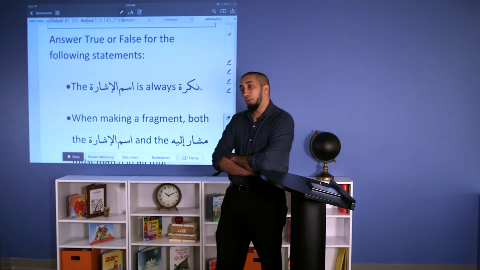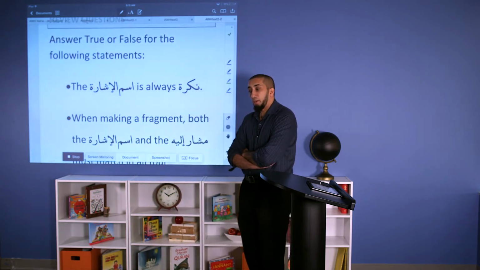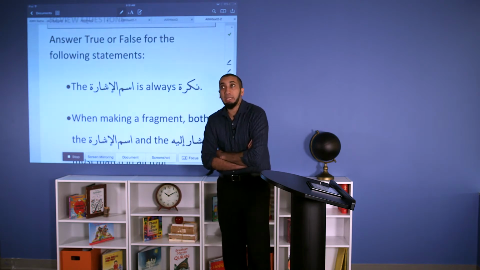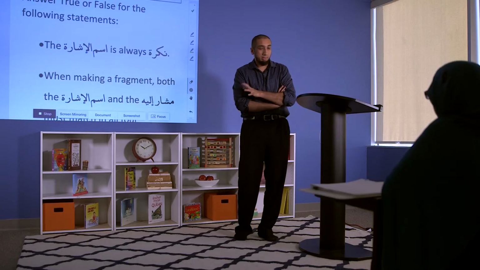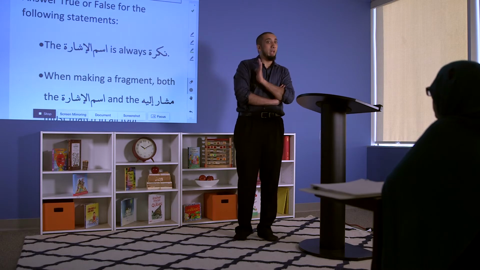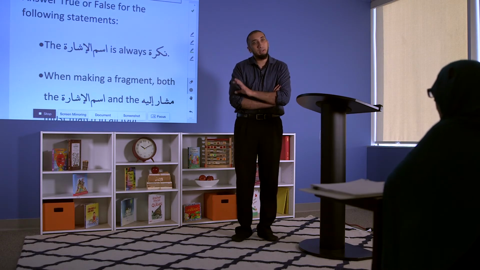Now, the way you get a sentence out of these words is that whatever follows them should not have al. If it is anything other than al, then you put an is. If it has an al, then you get rid of the is and it's just a fragment.